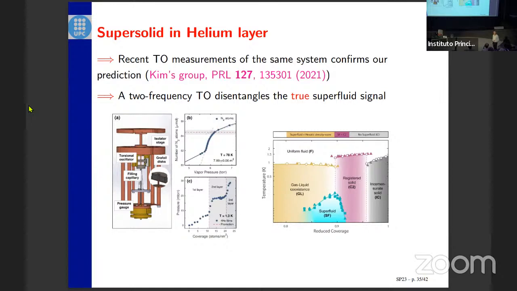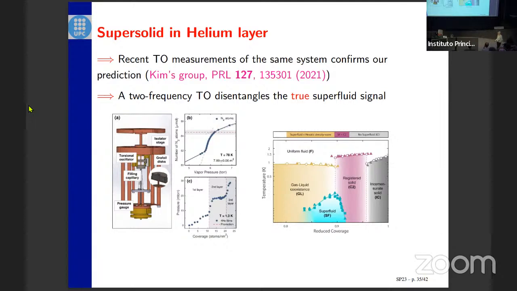By the way, this is not the supersolid that we were searching for. The supersolid that we are searching for is one where the system breaks the symmetry spontaneously, and this one is induced by the substrate. So this is not really the true supersolid, the holy grail. But it's still interesting to show.